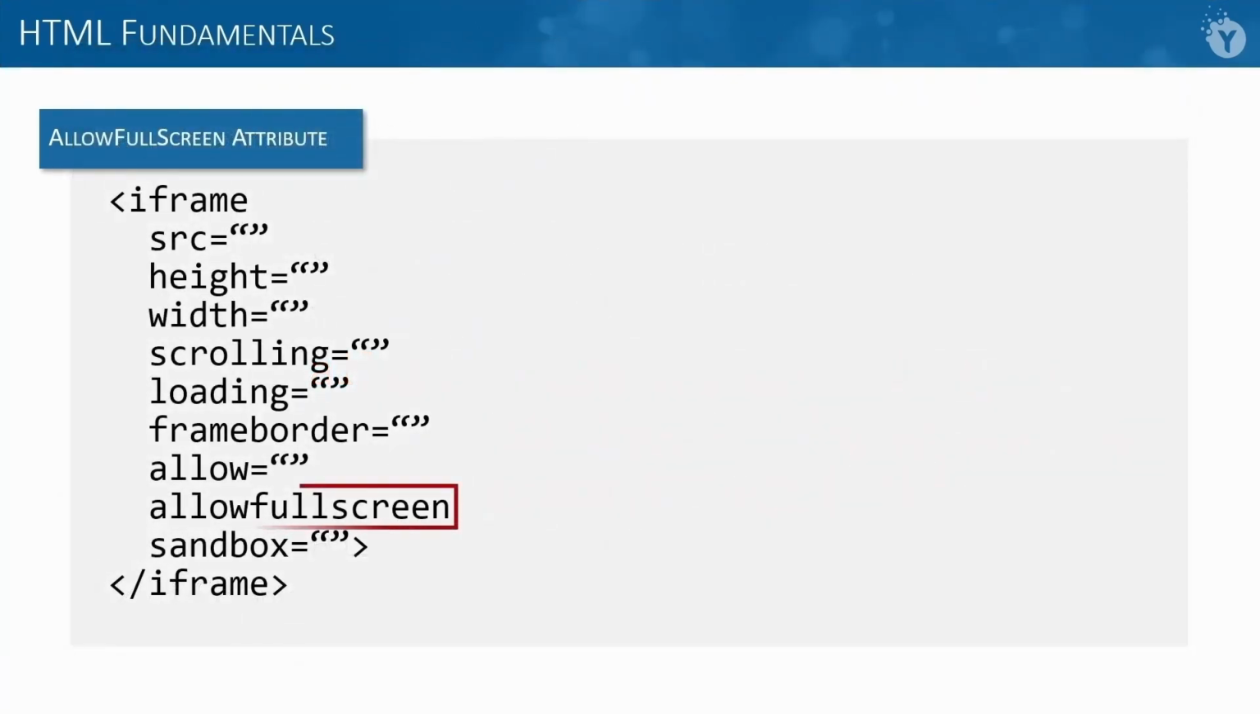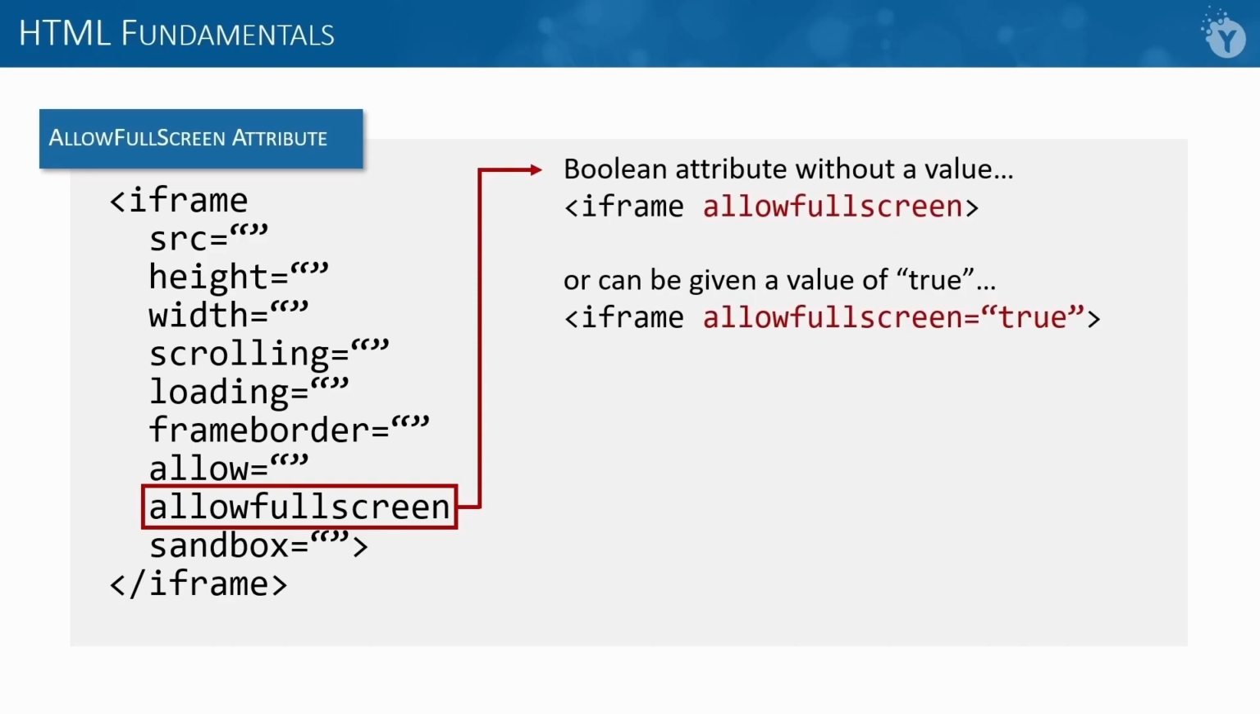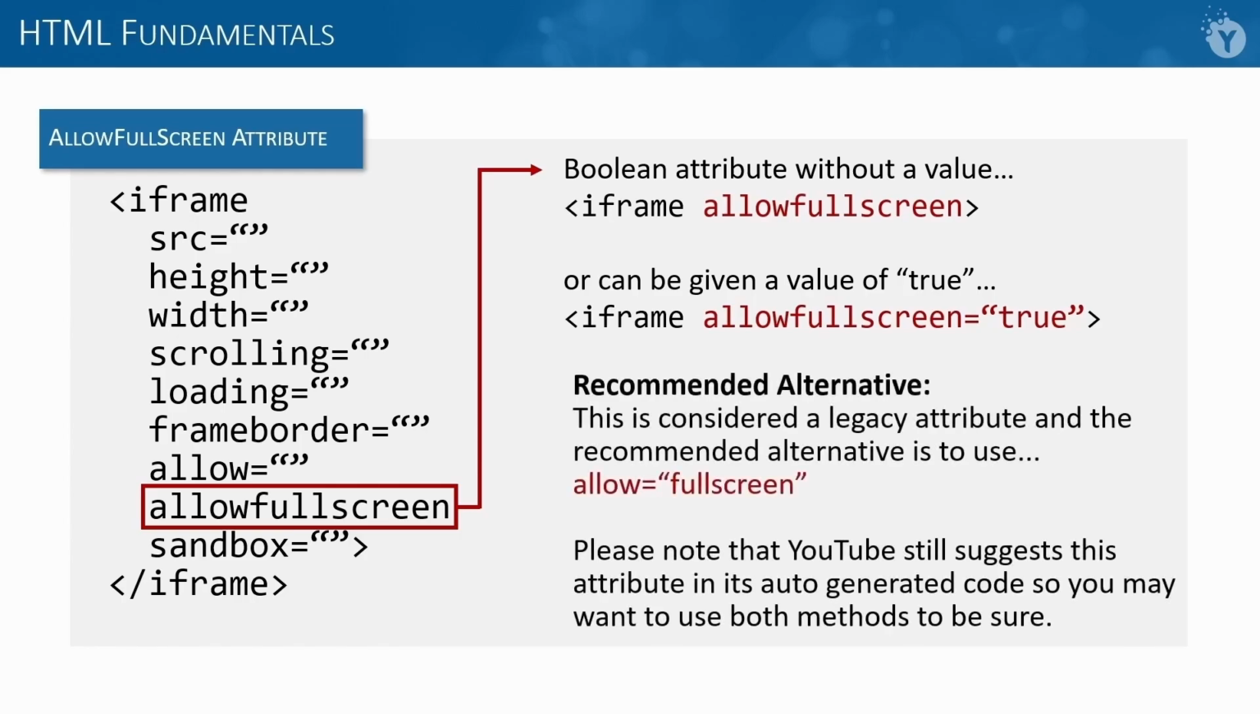Next, we have the allow full screen attribute. And if you start to get a little confused here, don't worry. If you read the list of values for the allow attribute just now, you may have noticed that there was a full screen value in there too. That sounds very familiar to this attribute, and that's because it is. Providing the full screen value in the allow attribute, or using this allow full screen attribute should, in theory, do the same thing. However, based on MDN docs, this attribute is considered legacy.